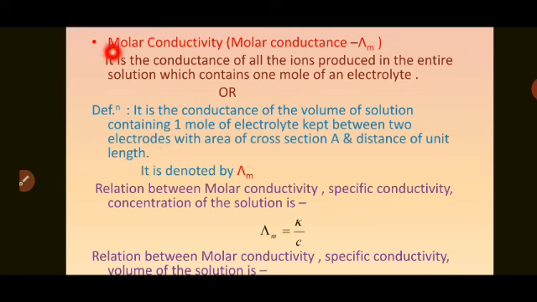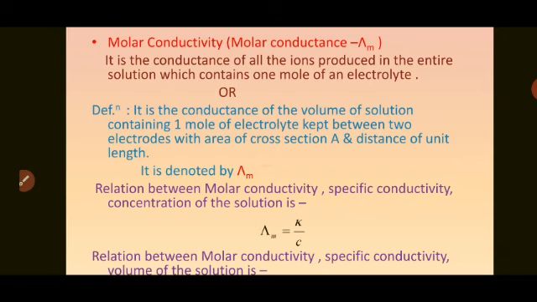When we are considering molar conductivity, the quantity of electrolyte should be 1 mole kept between 2 electrodes with area of cross section A and unit length, meaning the length should be either 1 meter or 1 centimeter, but it should be unit length. Unit means 1. It is denoted by lambda m.